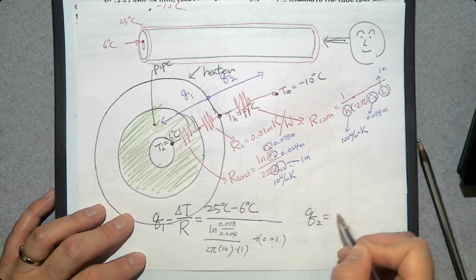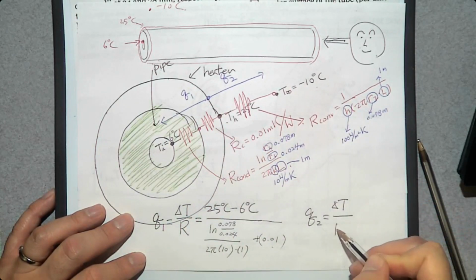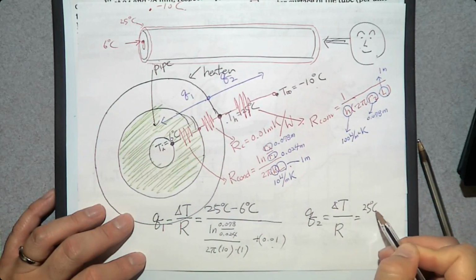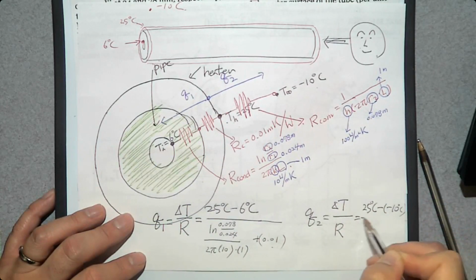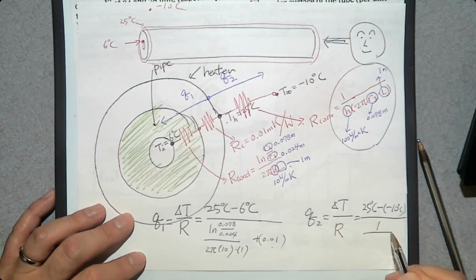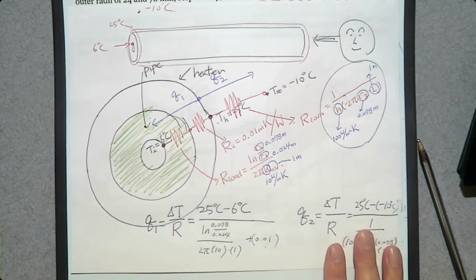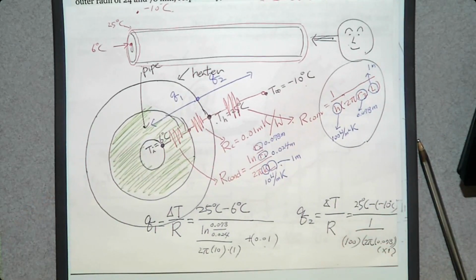What about Q2? The delta T is going to be between 25 and minus 10. 25 degrees Celsius minus 10 degrees Celsius. And how many resistances? Just one. Convection resistance, 1 over h, 100 times 2 pi R, 0.078 times 1. So that's how you determine the rate of heat transfer from the heater in each direction.